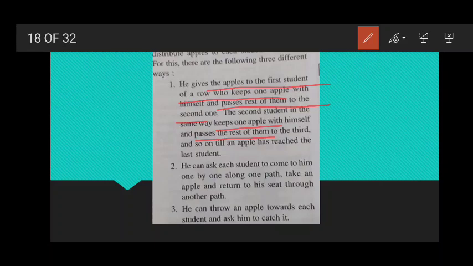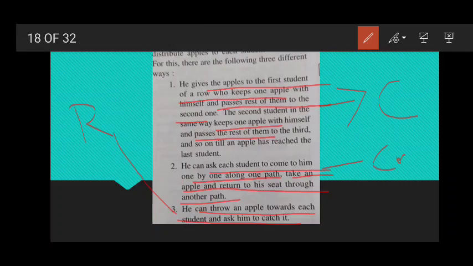Second way: the teacher can ask each student to come to him one by one along one path, take an apple and return to his seat through another path. That means coming through one path and going back through another path. And the third way: he can throw an apple towards each student and ask him to catch. So these are the three ways. The first way is related to conduction, the second way is related to convection, and the third way is related to radiation.